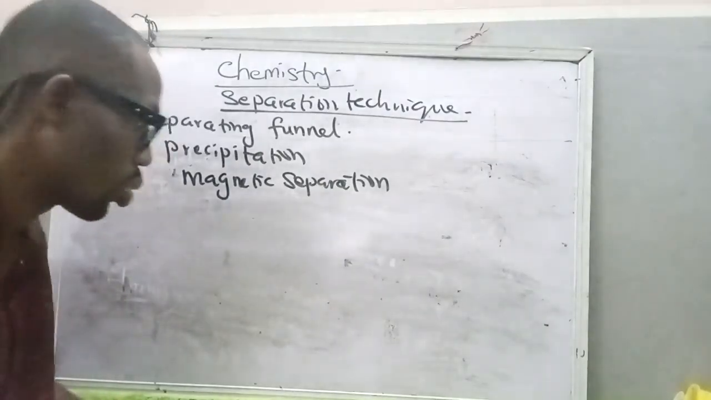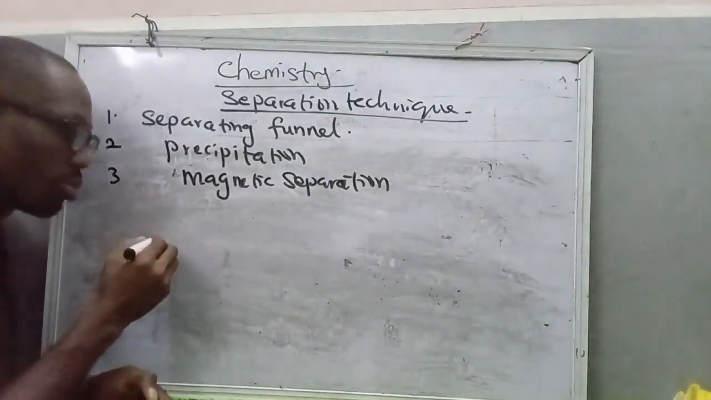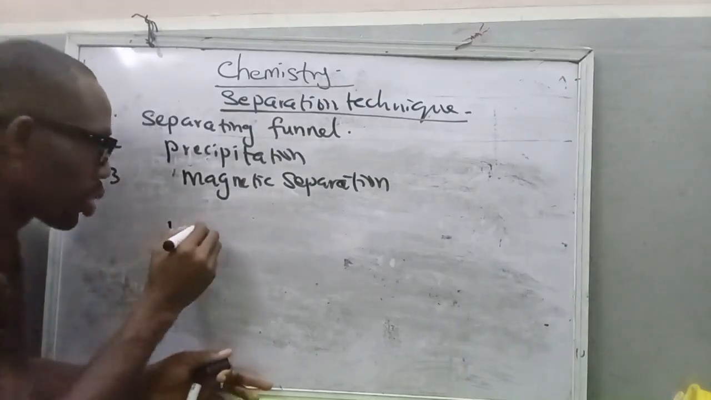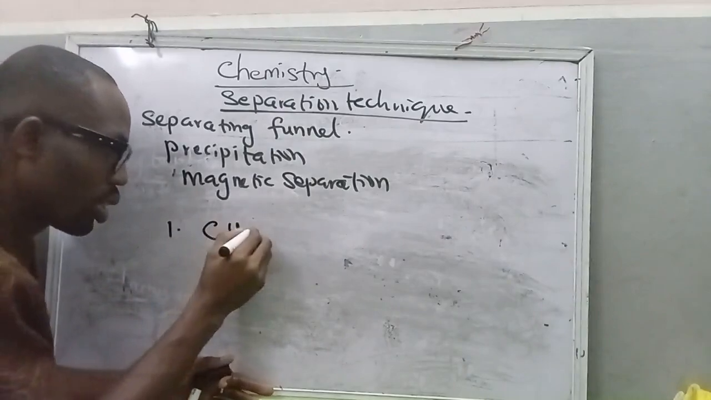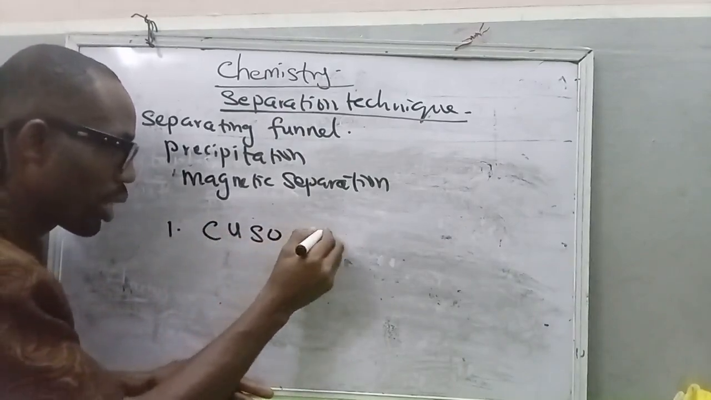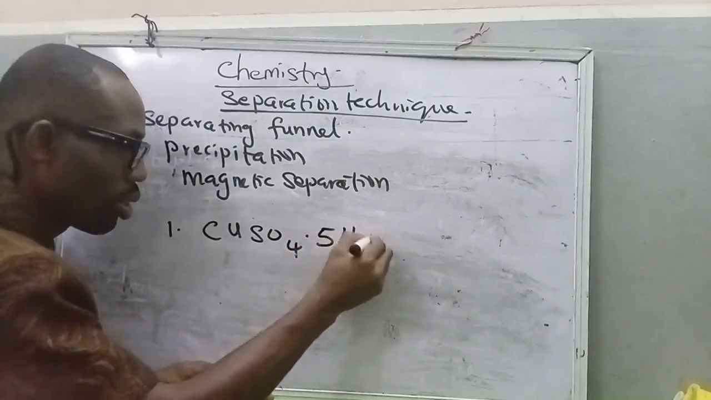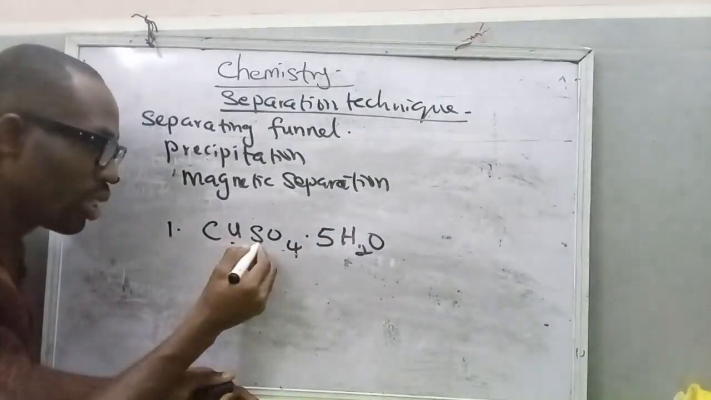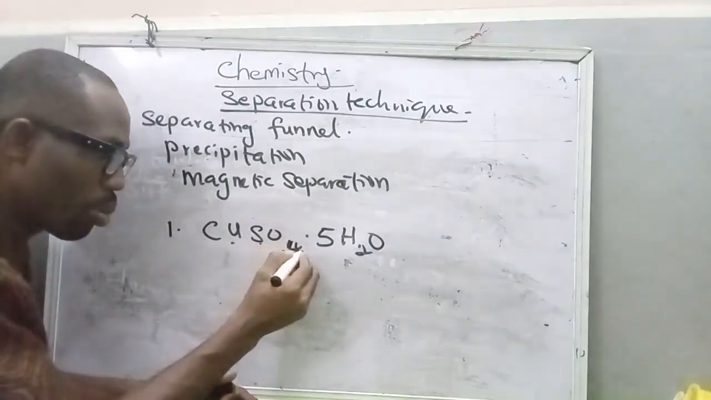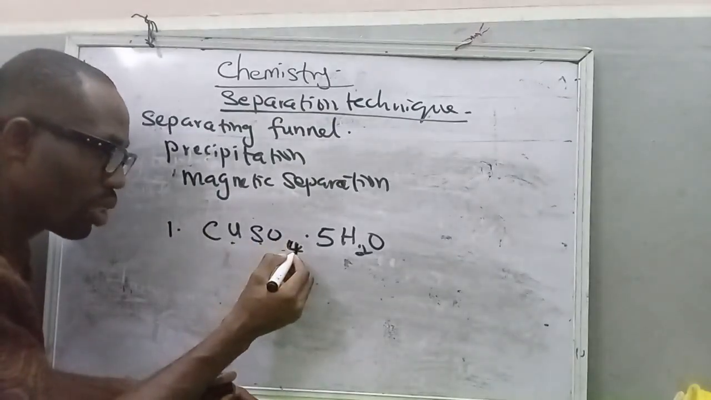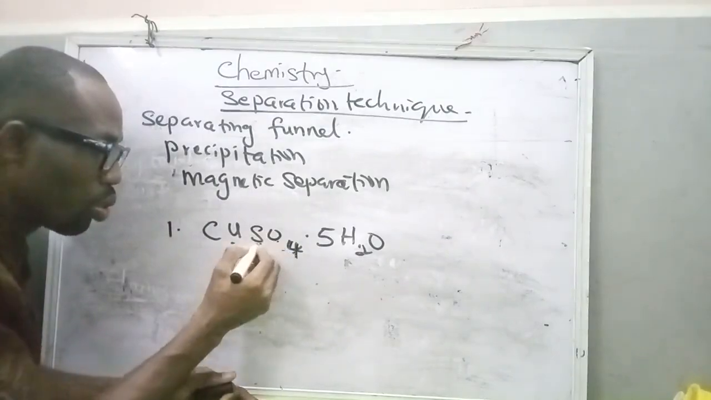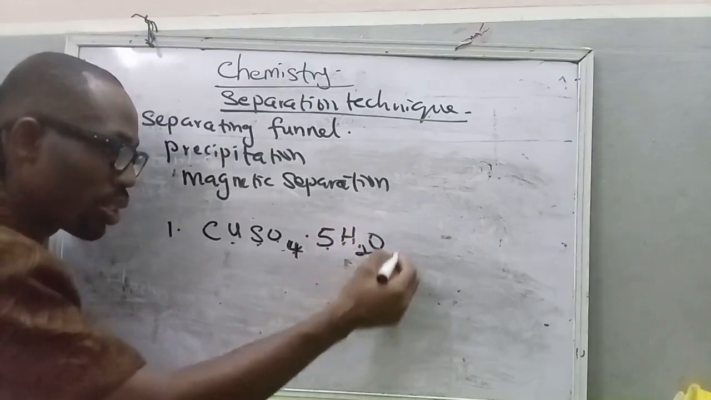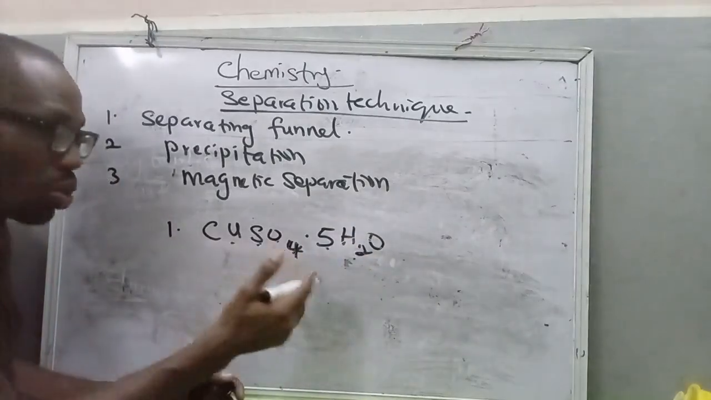Water of crystallization. Examples of salt with water of crystallization. Number one, we have copper 2 tetraoxosulfate 6 pentahydrate. Tetra is coming from the 4 oxygen. Tetra is 4. Then this 5 is penta. And this water of crystallization, representing hydrates, shows the salt contains water.